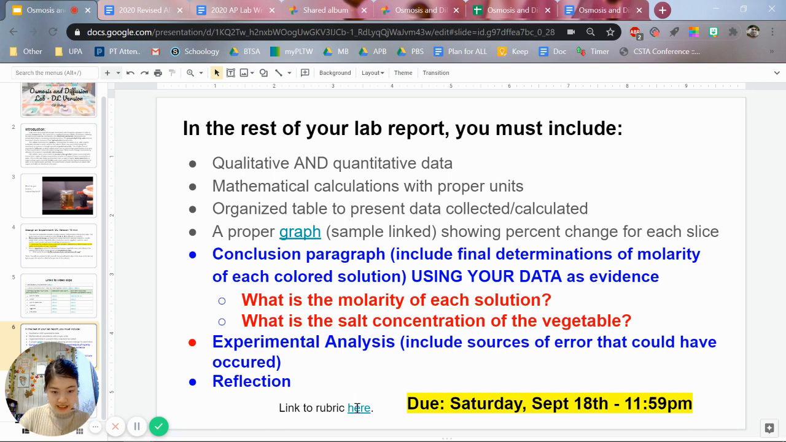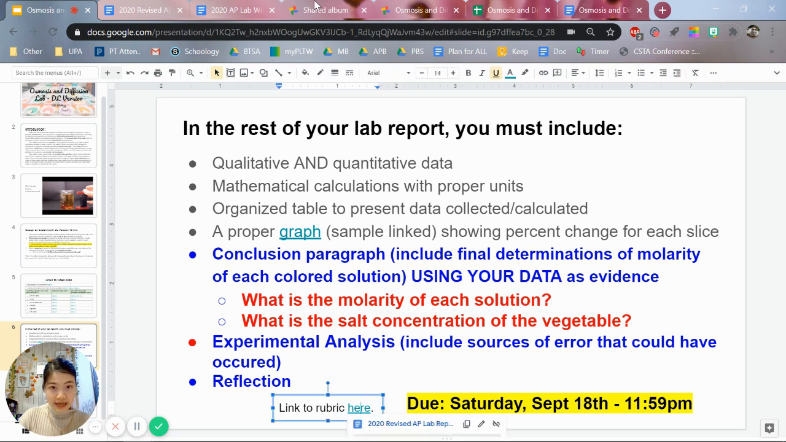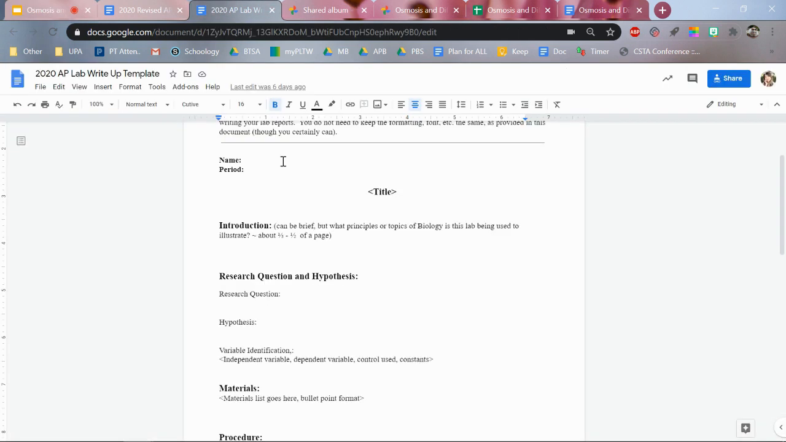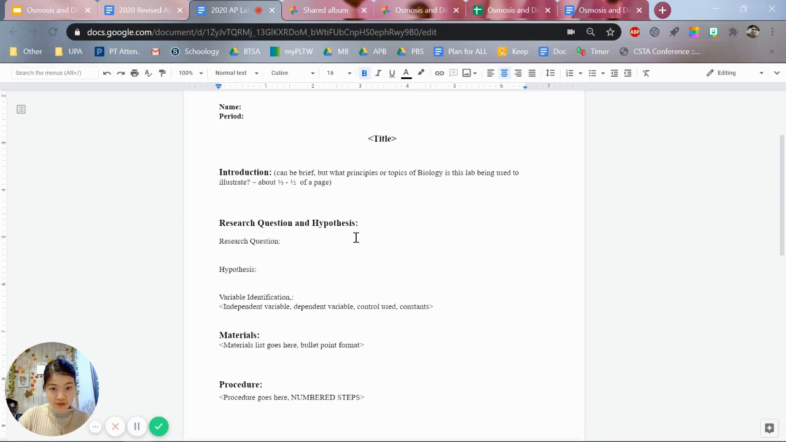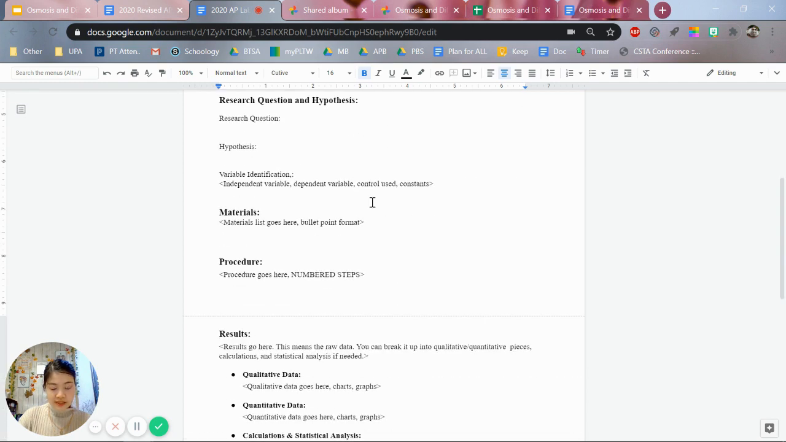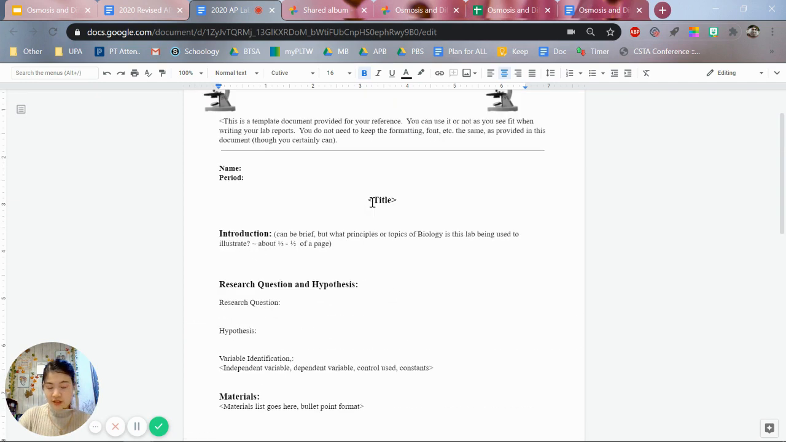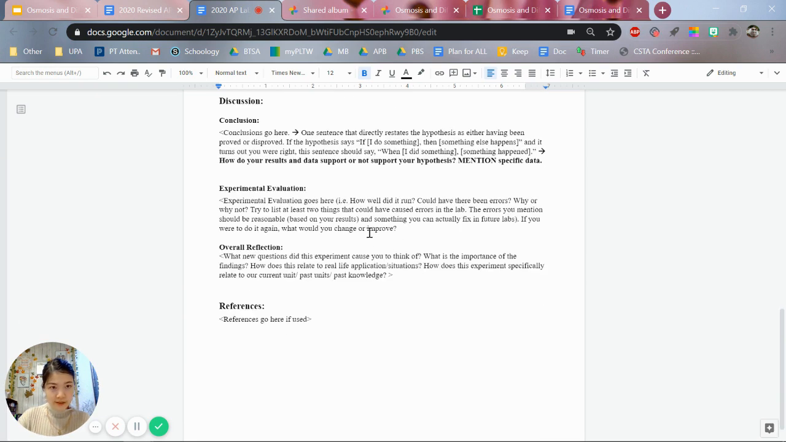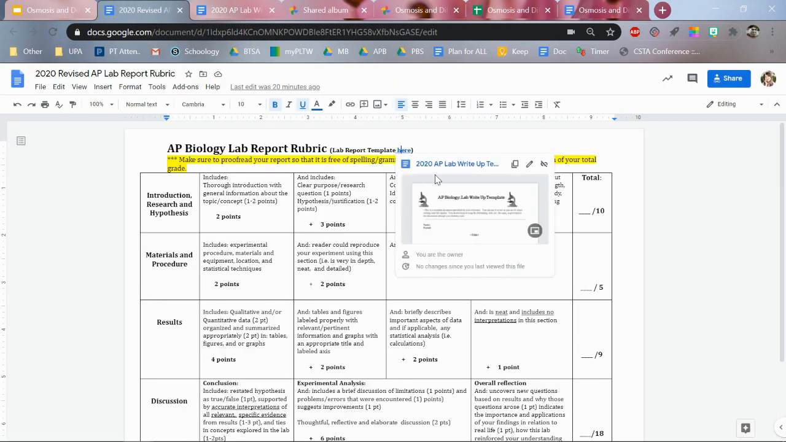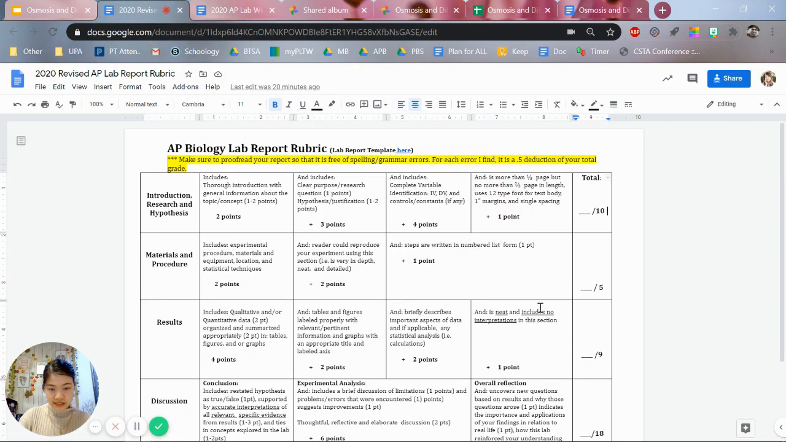I also have a rubric and lab template, a lab write-up template right here that I made available for my students. Most of them decided to make a copy of this and then just delete my instructions and fill in these blanks so they have this structure already there, sort of like a skeleton for them to use. And this is my lab rubric, also linked in the slides.